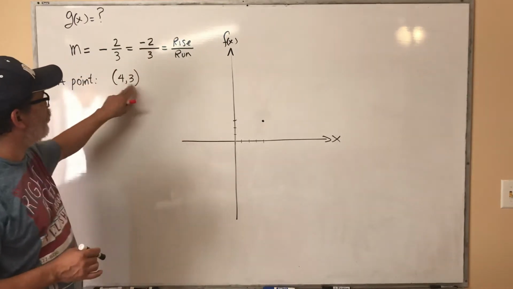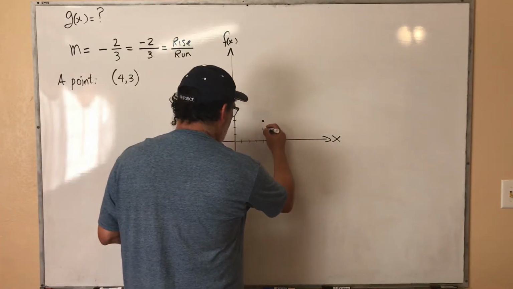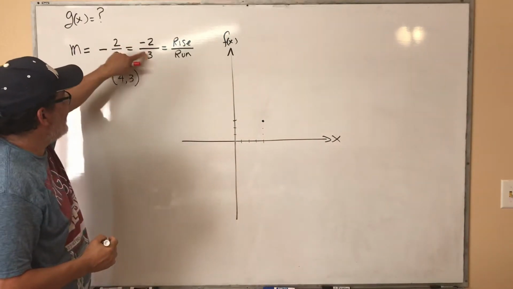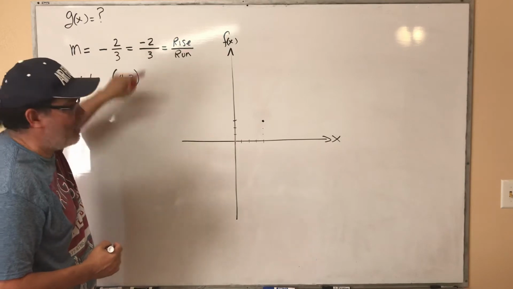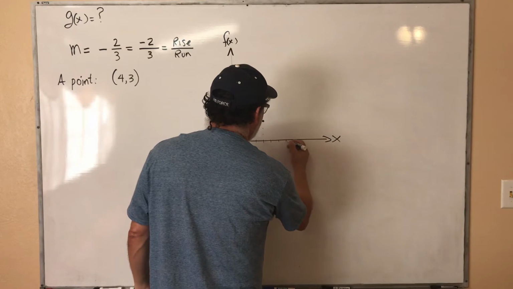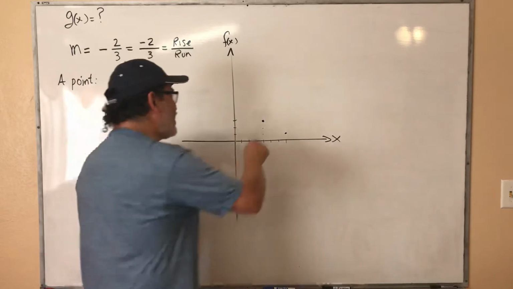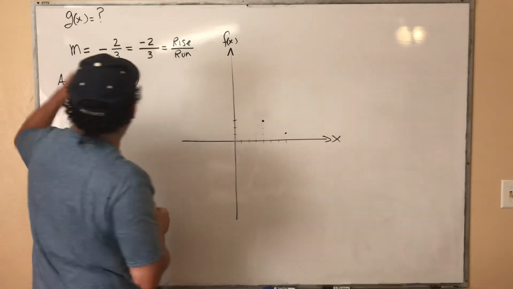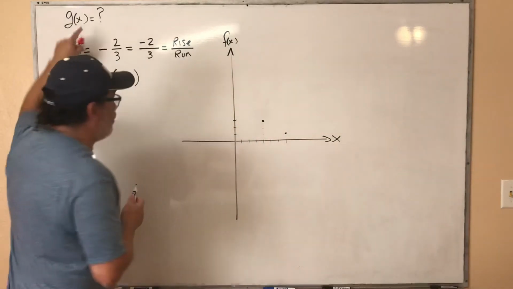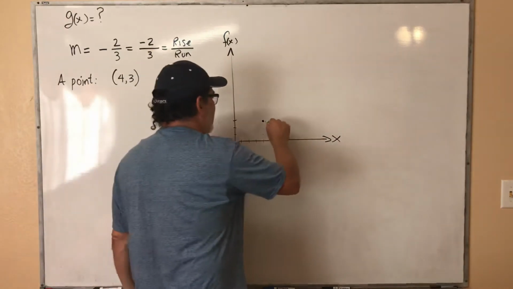And so go to the point 4, 3 and rise -2. So rise down 1 and 2 right there. Rise 2 down and run 3 to the right. 1, 2, and 3 right there. And so we have the graph. Now this point belongs to this function that we don't know, and this point belongs to this function that we don't know. We don't know it, but we can still graph it. And so we get this.